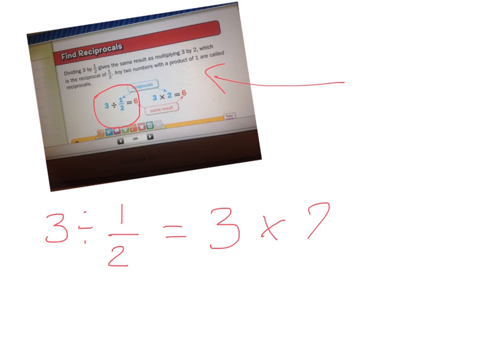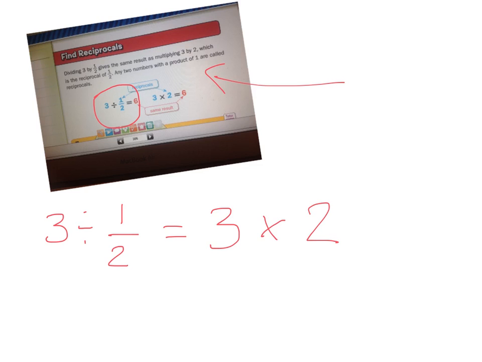they have one of those nice little boxes, and it says finding reciprocals. Basically, if you look at what they're doing right here, saying 3 divided by 1/2, okay? The problem is you cannot divide fractions, really. So you have to change a number. They say that 3 divided by 1/2 is actually equal to 3 times 2.